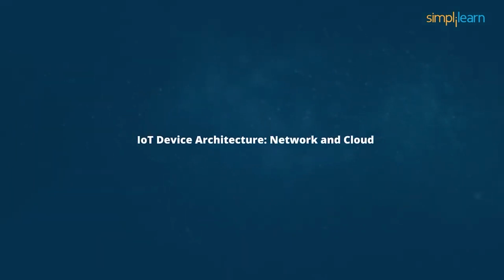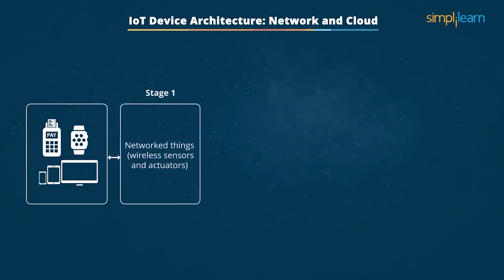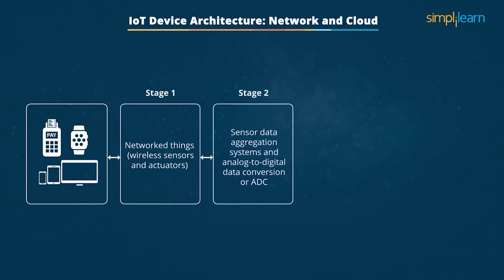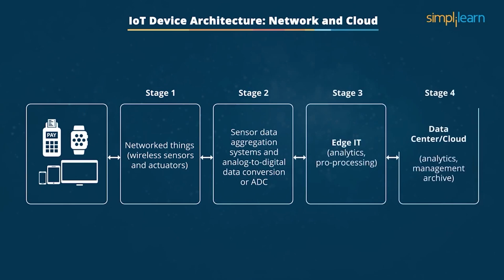IoT device architecture, network, and cloud. There are 4 stages of integrating the different IoT processes. Stage 1, networked things, wireless sensors and actuators. Stage 2, sensor data aggregation systems and analog to digital data conversion. Stage 3, the appearance of edge IT systems. Stage 4, analysis, management, and storage of data.